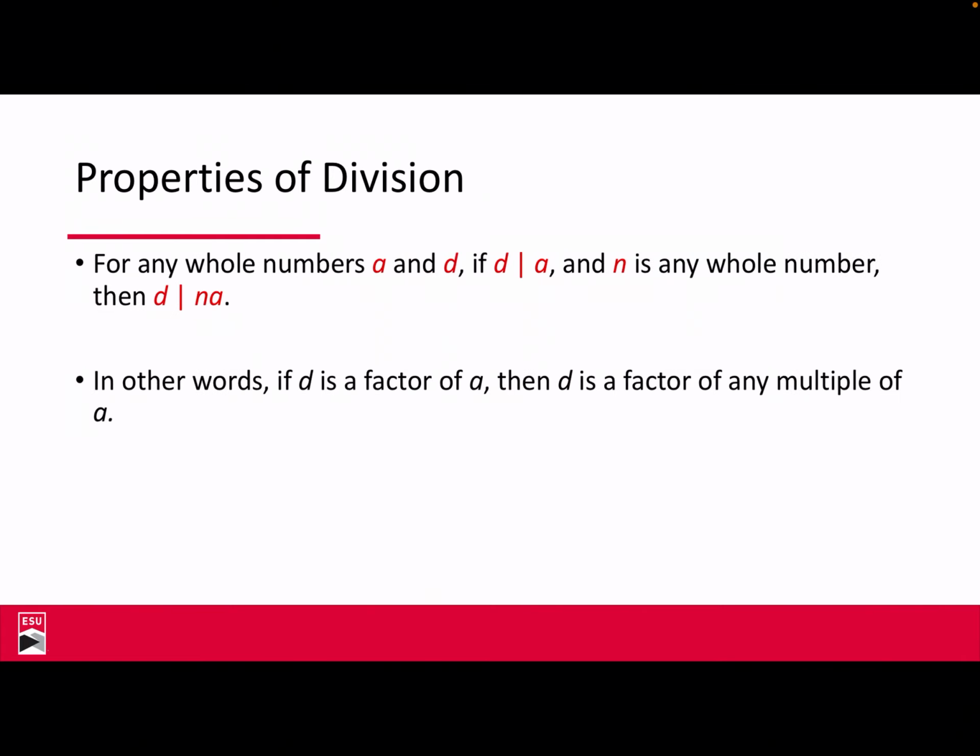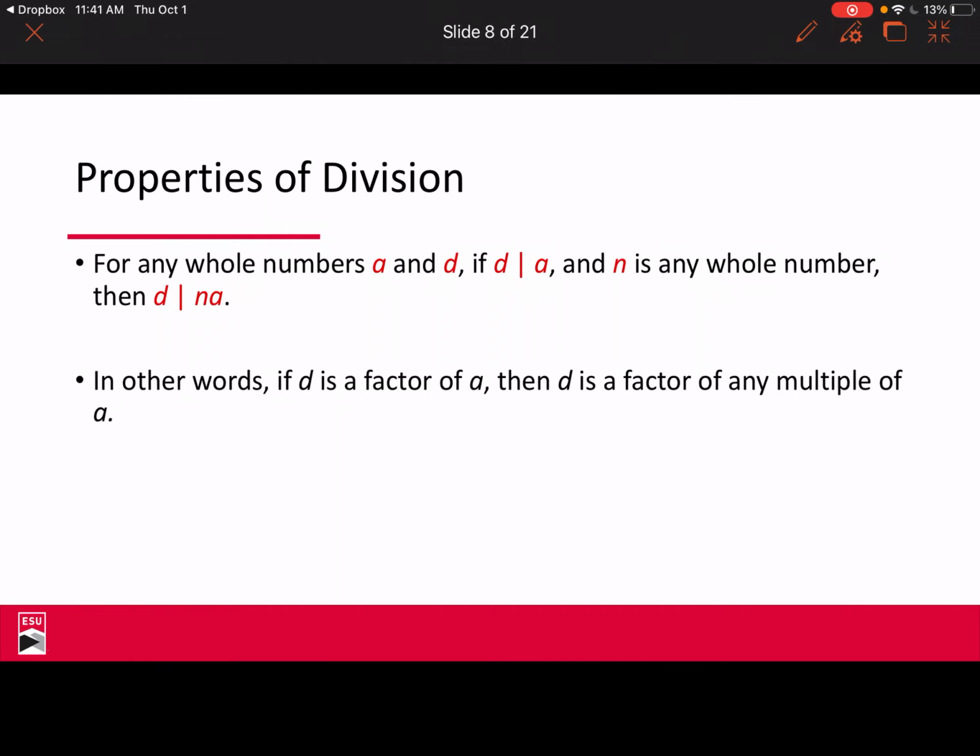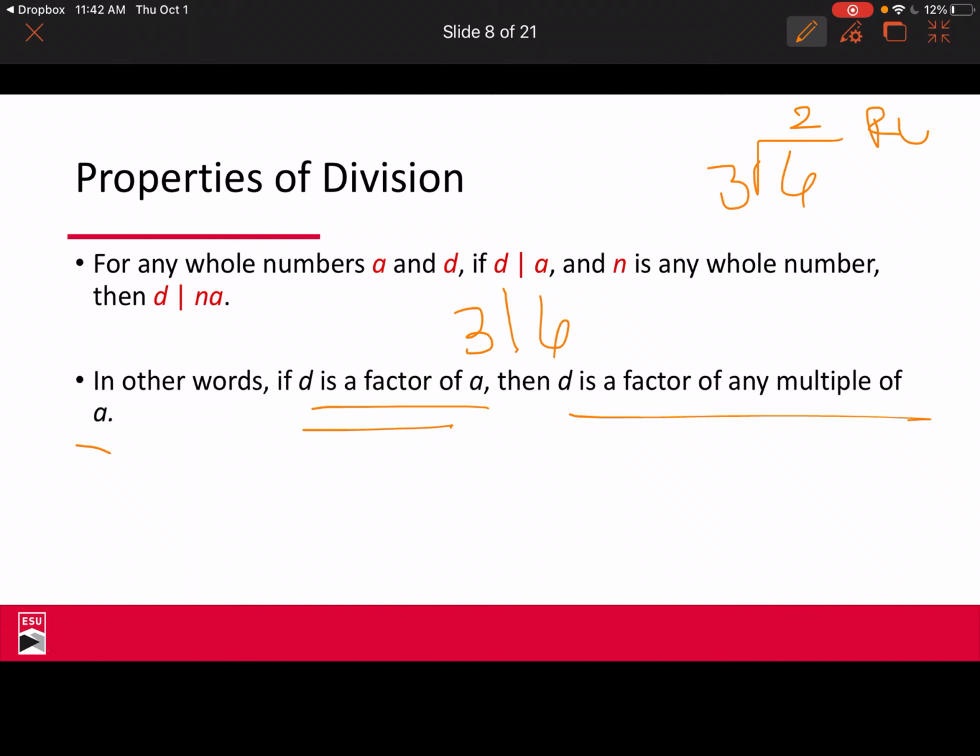So, some properties of division. For any whole numbers a and b, if d divides a, then d divides n times a. So in other words, if d is a factor, then d is a factor of any multiple. Let's look at an example. Is it true that 3 divides 6? Well, 6 divided by 3 is 2, remainder 0. So 3 does divide 6.